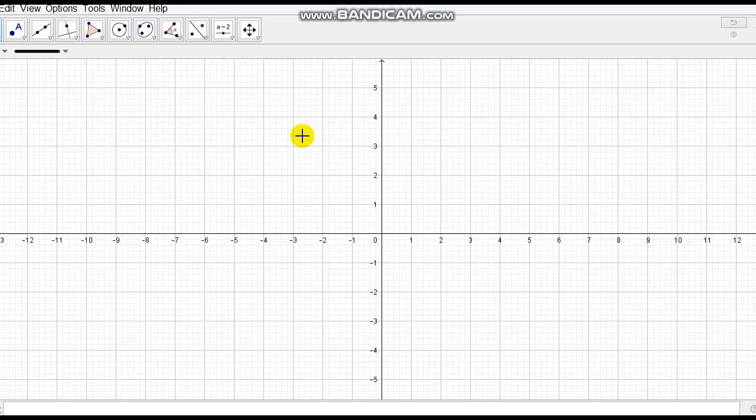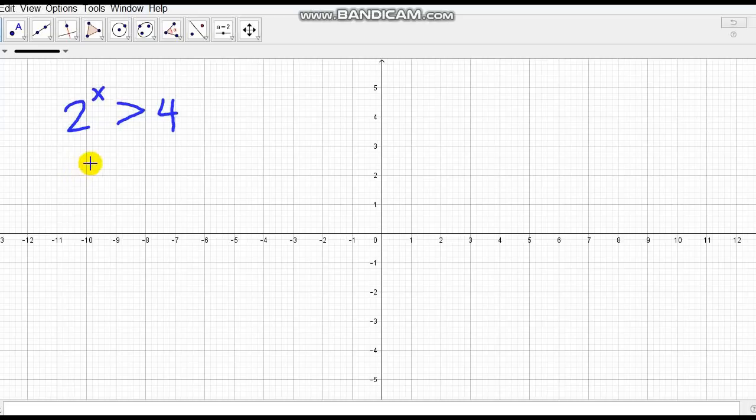An example of an exponential inequality is like this: 2 raised to x is greater than 4. So we are going to solve for the solution set, the values of x that, when replaced in this inequality, would make this inequality true. So that's an example of an exponential inequality.